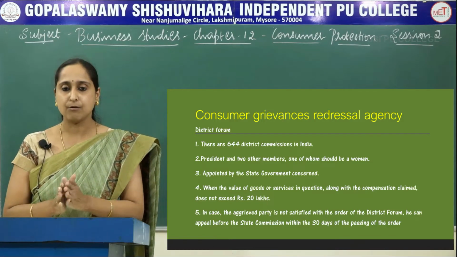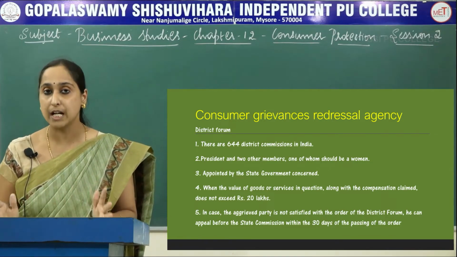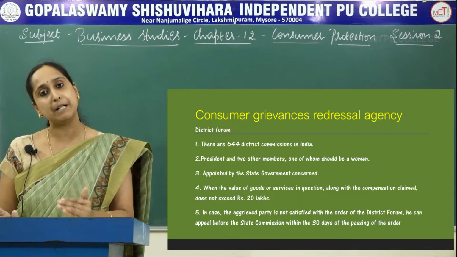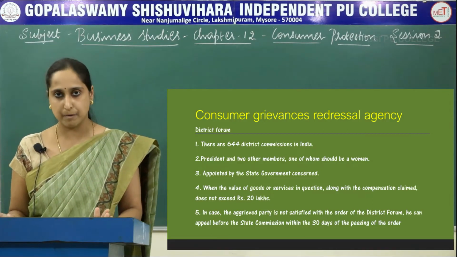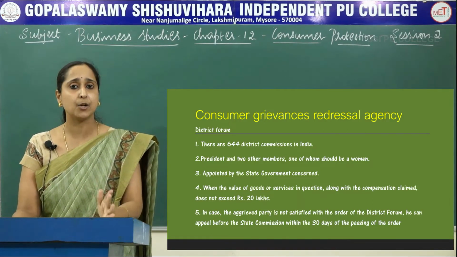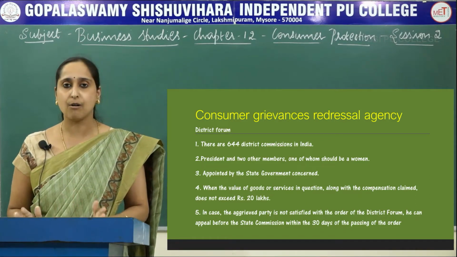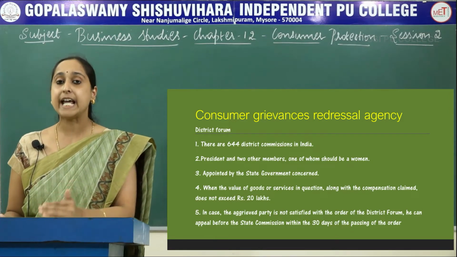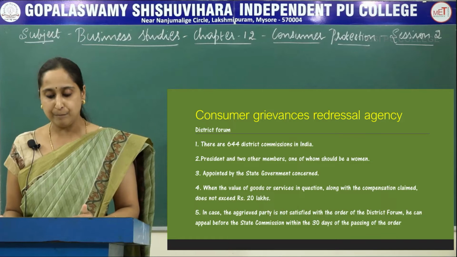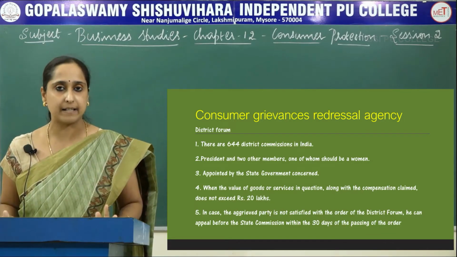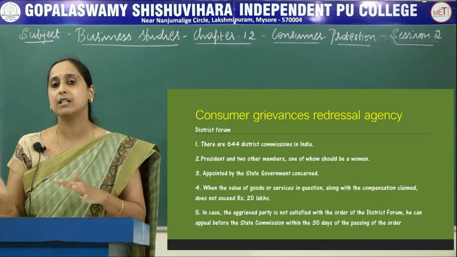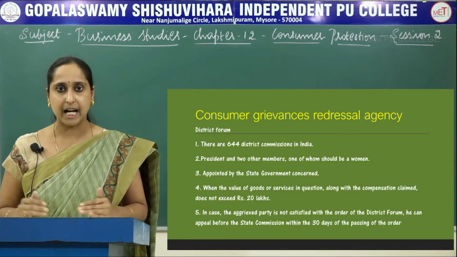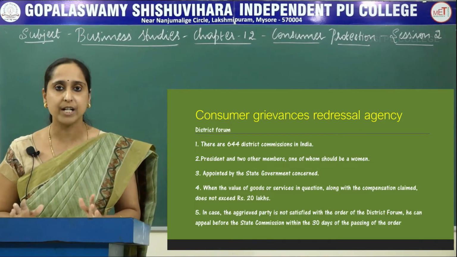And ee yenu goods athwa service or yenu mosa agirutte adanna avaru lab ge test ge anta. So, the report band mele district forum order na pass madate. So, after passing that particular order, if the aggrieved consumer is not happy with the order passed by the district forum, he can appeal to the state commission within 30 days of the passing of the order. Order pass madad mele 30 disad olagade next higher enide state commission enide alli hogi matte alli appeal maadabodu. So this is district forum.